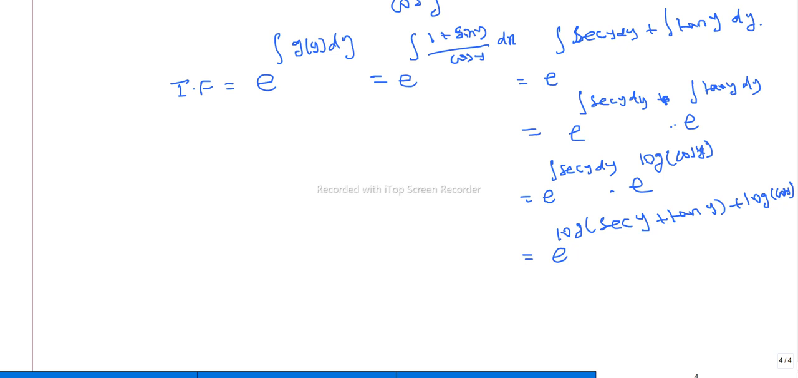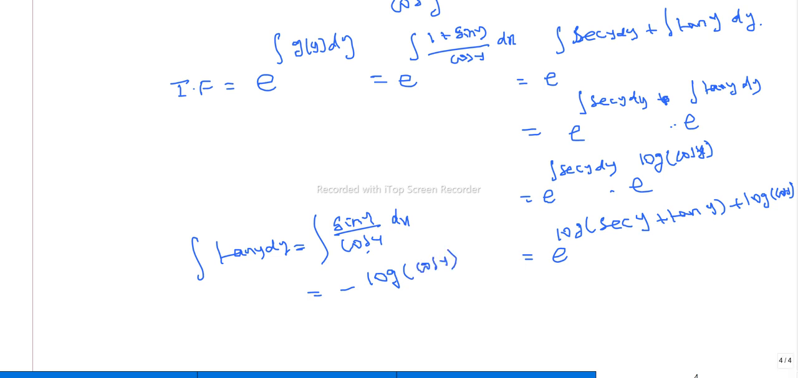Now what is the integration of tan y dy? Tan y is nothing but sin y by cos y. If you differentiate the denominator, you get the numerator, we can write, but the derivative of cos y is minus sin y, but the minus is missing, therefore we can multiply by minus. Now we can write minus log of cos y. Okay, therefore I got to put minus here, that's important.